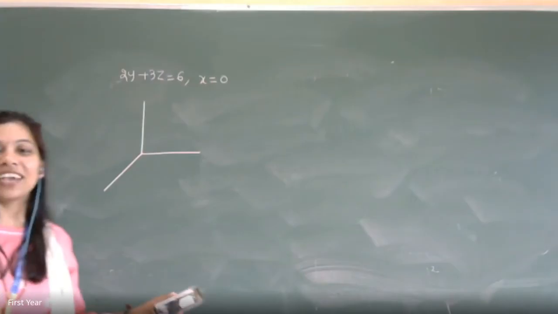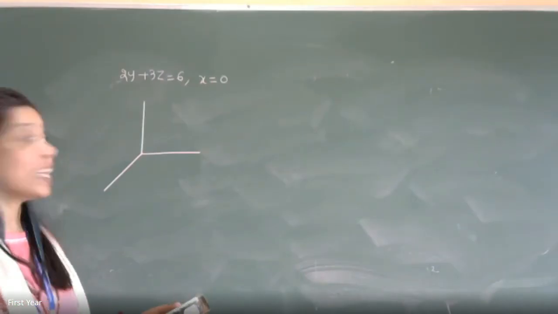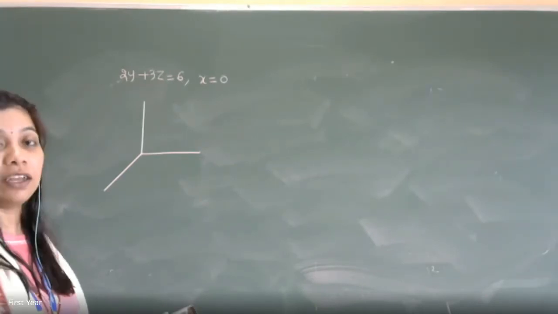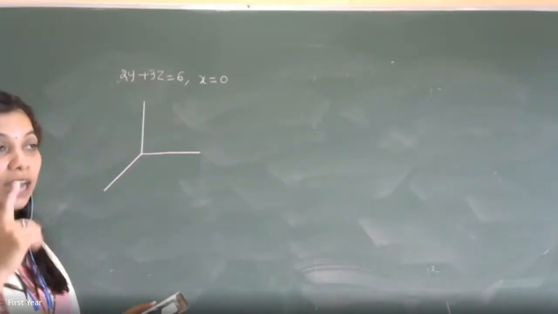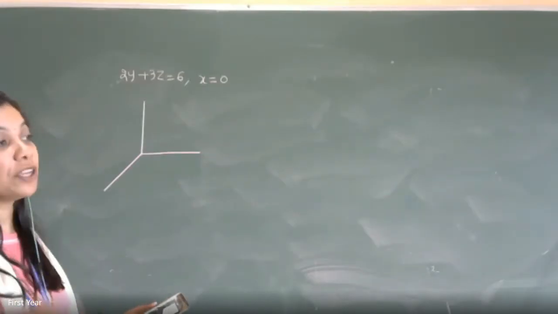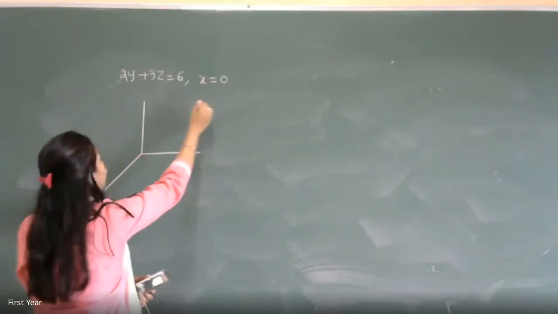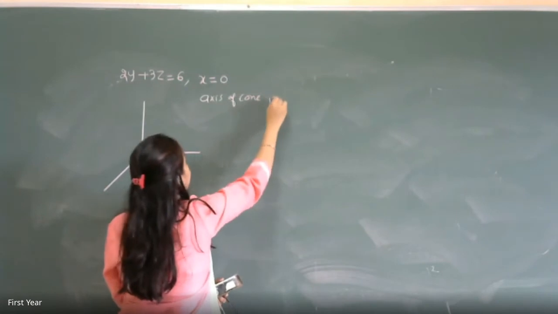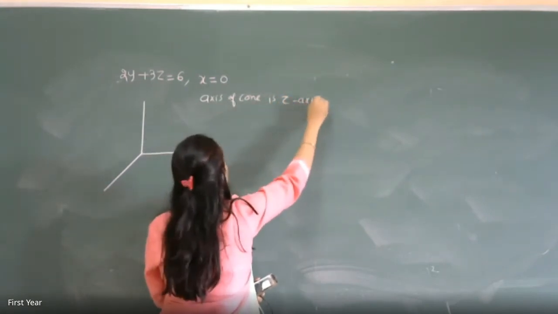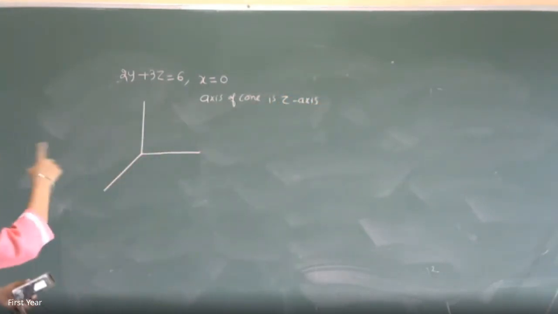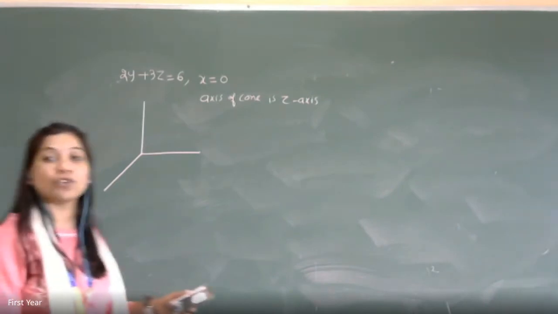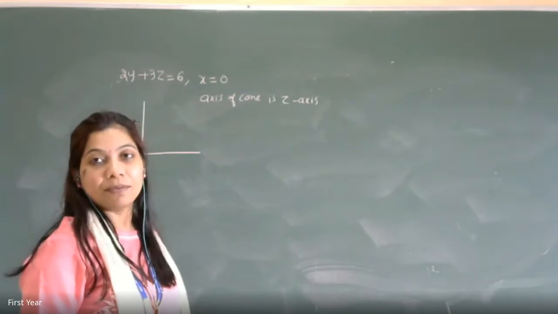So z-axis is the axis. The line is revolving about which line? About the z-axis. So the line which is fixed is the z-axis. Therefore, the axis of the cone is the z-axis. Clear. Very good. This is absolutely right. Now, can you see this equation which is written, 2y plus 3z is equal to 6, comma x is equal to 0? It is a line because it is in 3D.